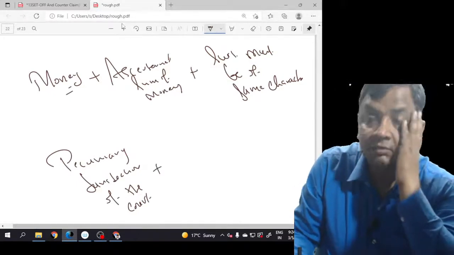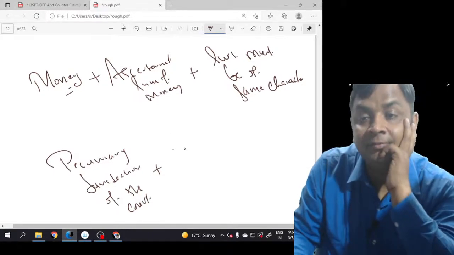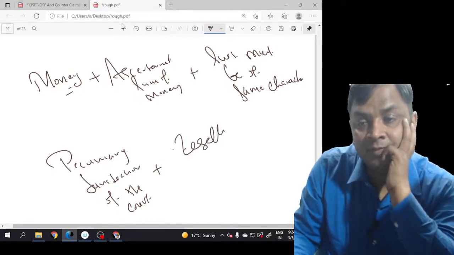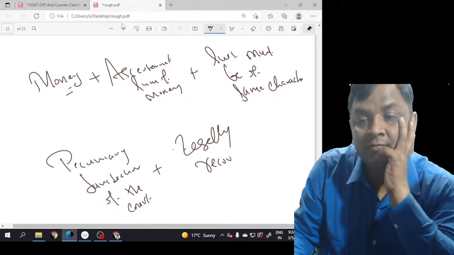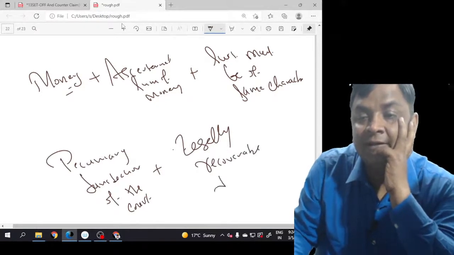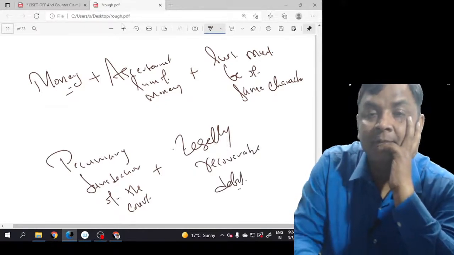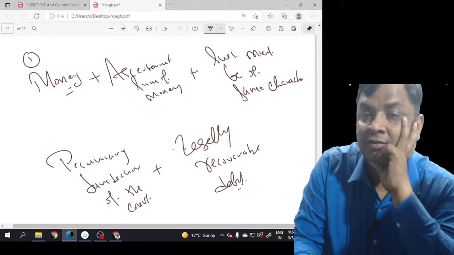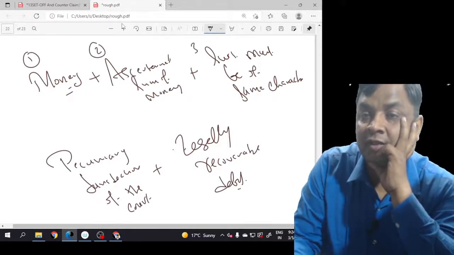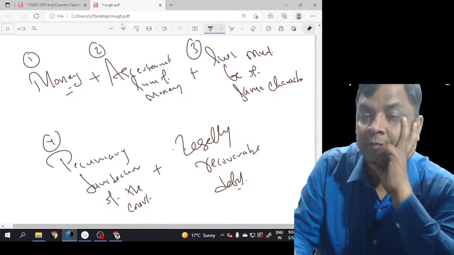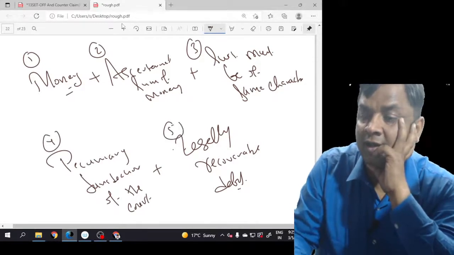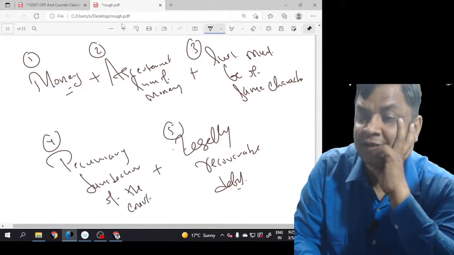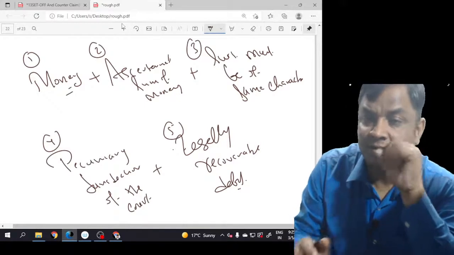And one more thing, legally recoverable debt. मैं इसकी नंबरिंग कर देता हूँ. 1 2 3 4 5. एक और था जो प्लेंटिफ, ऑल ऑफ द प्लेंटिफ, डिफेंडेंट, ऑल ऑफ द डिफेंडेंट्स, दिस वन.